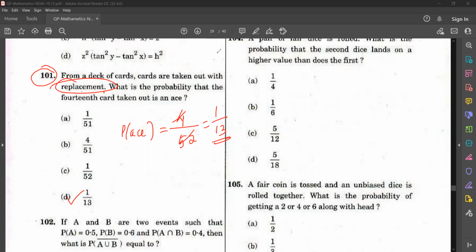Okay. So that was a simple question. Then we'll go to the next question.